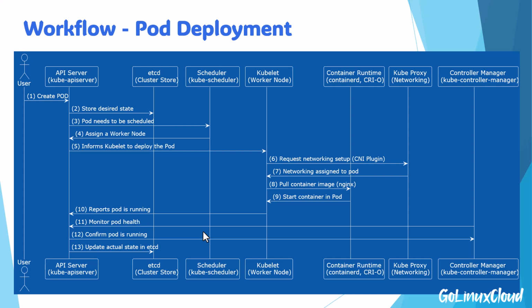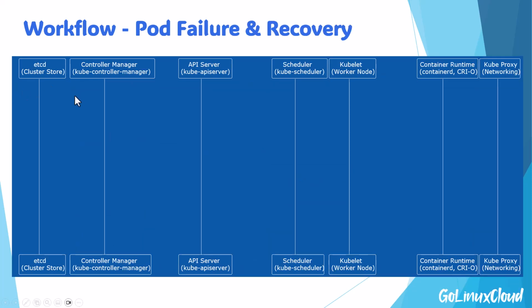Next, let's explore what would be the flow across all the Kubernetes components during a pod failure and an automated recovery. Now, as we discussed in the previous slides, the controller manager would always be monitoring the deployed resources. Now, if a pod crashes due to application failure, node failure, or any other issue, the controller manager will detect this failure automatically. Next, the controller will report this failure to the API server.